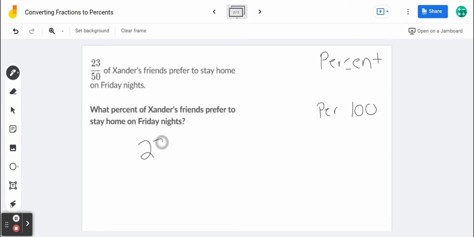So this is the original fraction, 23 out of 50. And they want this to equal per 100. So out of 100, if Xander had 100 friends, how many friends would like to stay home on Fridays? Well, this is just equivalent fractions.